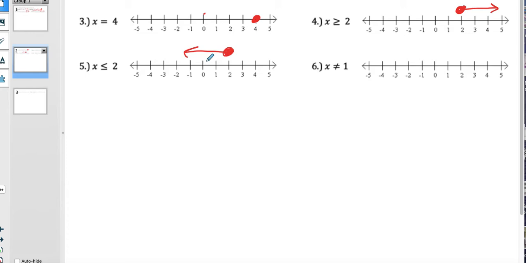Okay. On example number 6 here, we have x does not equal 1. So that means it could be anything except for 1. So I'm going to have an open circle at 1, but I'm also going to extend to the right, and I'm going to extend to the left, so I can have any value except for 1.